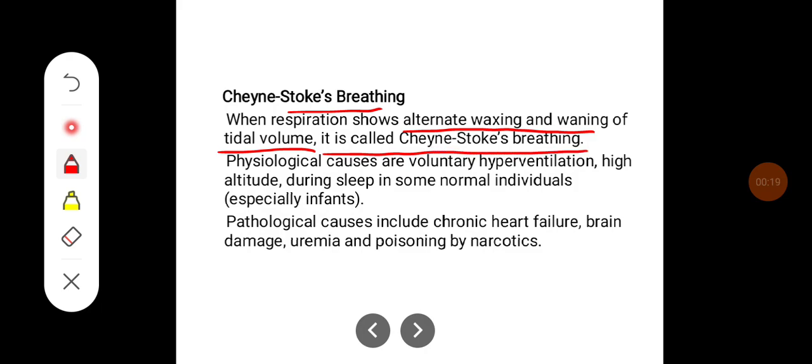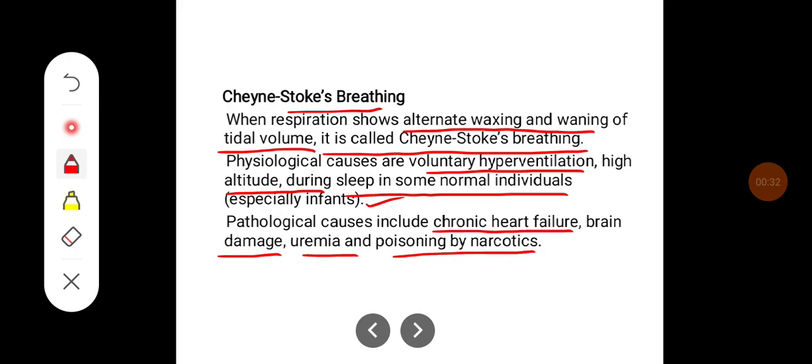Physiological causes are voluntary hyperventilation, high altitude, and during sleep in some individuals, especially in infants. Some of the pathological causes include chronic heart failure, brain damage, uremia, and poisoning by narcotics.